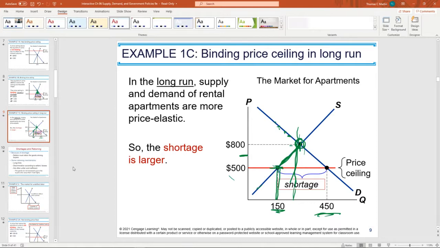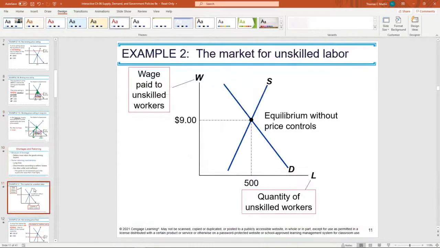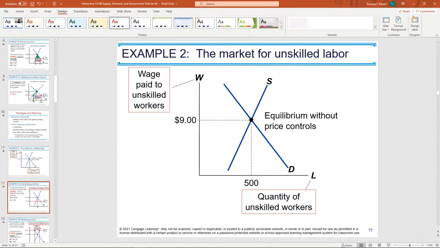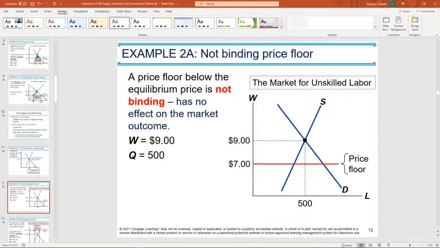So let's go down to the next one here. This is dealing with the market for unskilled labor. I'm looking at the numbers here. Not quite as high as my traditional classes normally are. Ethan is at 5%. Where'd that come from, Ethan?